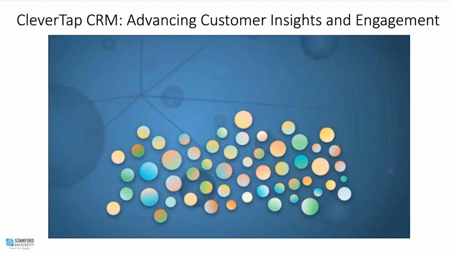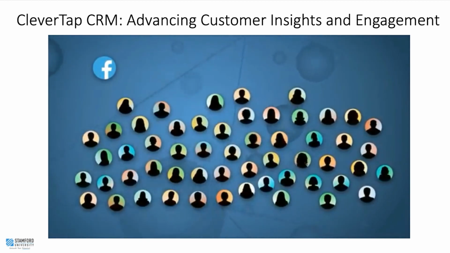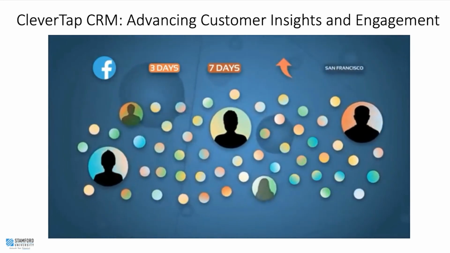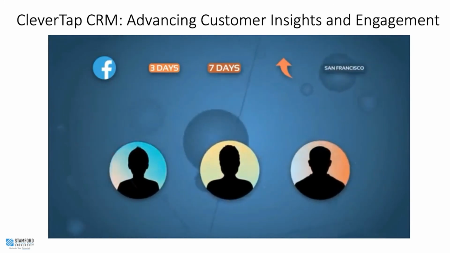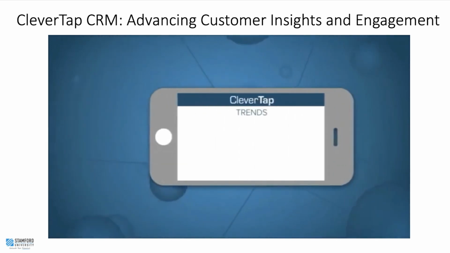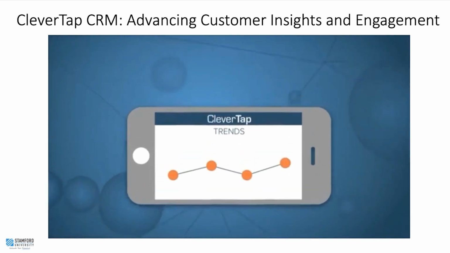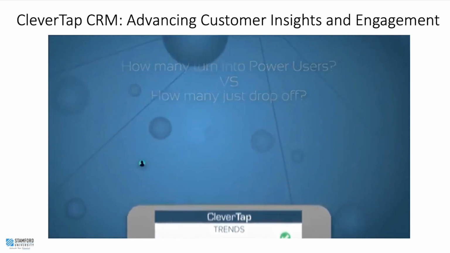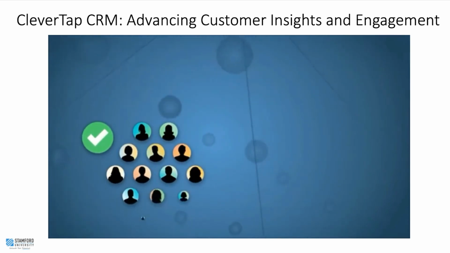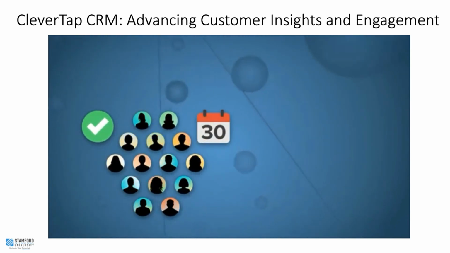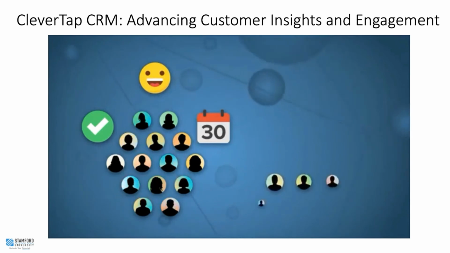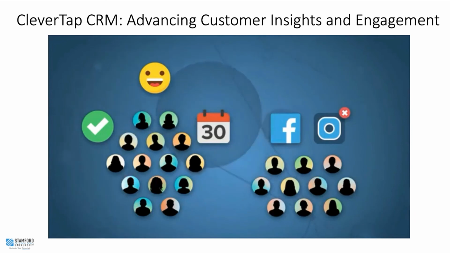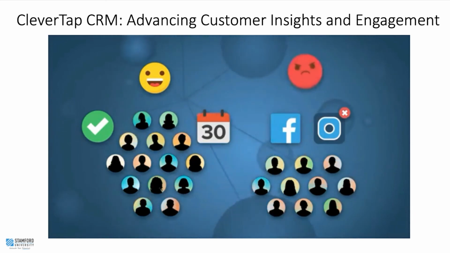So if you ask us, which users were acquired from Facebook, came back on day 3, registered for an account by day 7, referred a friend, and live in San Francisco, we're going to tell you exactly that. You can also see how they trend over time, or how many turn into power users versus how many just drop off. When a segment of new users who turn into power users within 30 days grows, it's time to rejoice. But when a segment consisting of users acquired from Facebook but didn't launch the app in the past 2 weeks grows, well, it's time to take serious action.